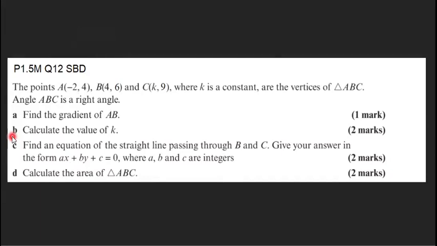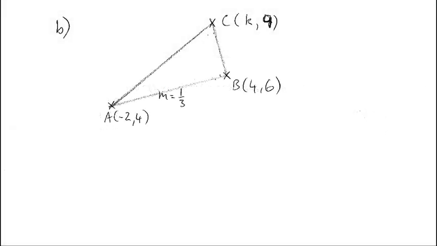For part B, we need to calculate the value of K. For the second part, it does make sense to draw a diagram. It will help in working out what's going on. Given that that gradient is 1/3, we know therefore this must be -3. And we could at this point calculate the line equation BC and then substitute in and do all sorts of stuff. But it's much simpler to just use the fact that we know what a gradient of -3 means.